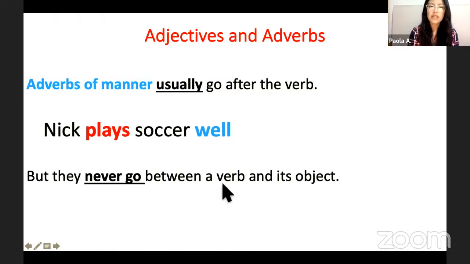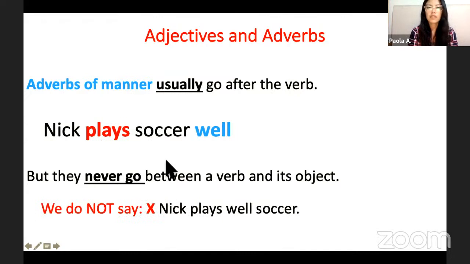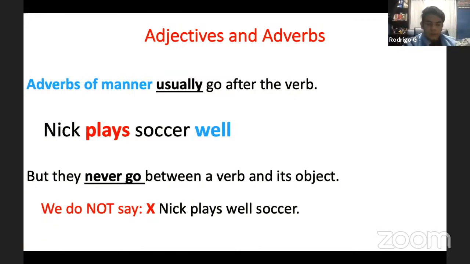They never go between the verb and its object. This is the verb, this is the object. They never go there. Could you read this sentence, please, Rodrigo? Nick plays well soccer. Yes.